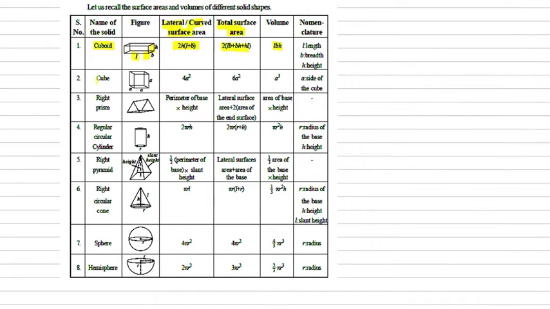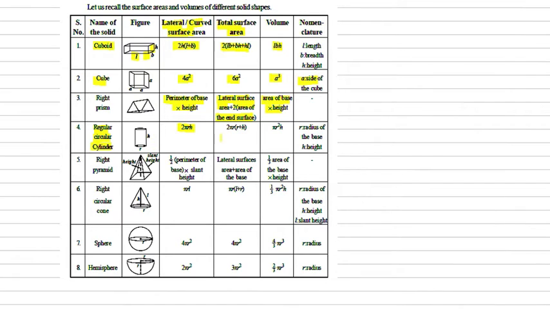Next we have different formulas for the cube. So here lateral or curved surface area is 4a square, the total surface area is 6a square, and volume is a cube. Here a is nothing but the side of the cube. And right prism, to find the lateral or curved surface area, we need to use the formula perimeter of base into height. To find the total surface area, lateral surface area plus 2 into area of the end surfaces, and volume is area of base into height.